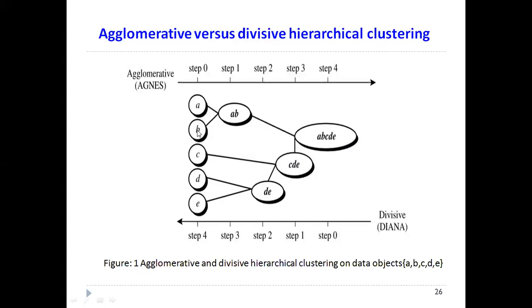With just five data objects A, B, C, D, and E, we are able to give you an example of how both agglomerative and divisive clustering work. When you want to end up with only one cluster, so when you group or merge your clusters, you have to go for agglomerative. When you want to split, you can go with divisive clustering.